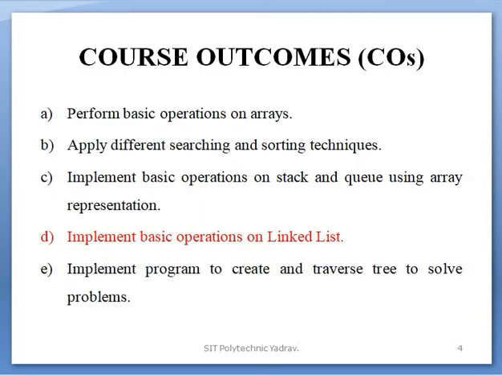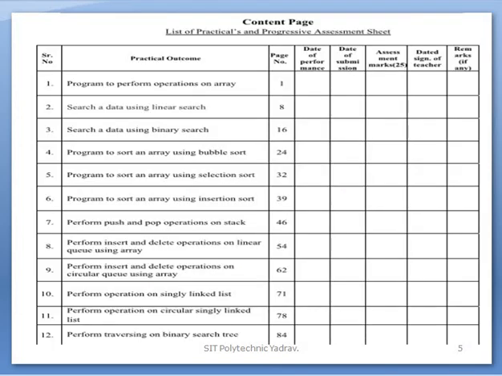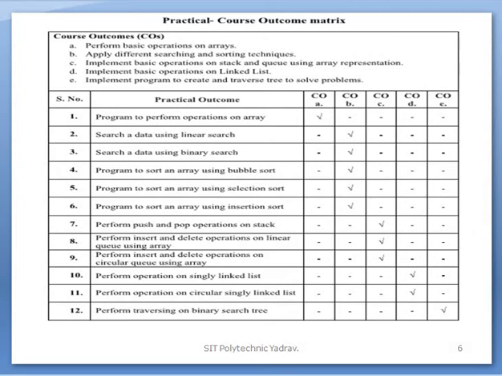Your course outcome: after the completion of this practical, you achieve CO4, that is, implement basic operations on linked list. This is the content page. Total 12 practicals are there. In today's practical session, we will study perform operations on singly linked list. Practical number 10 will be mapped with the 4th CO, that is, implement basic operations on linked list.